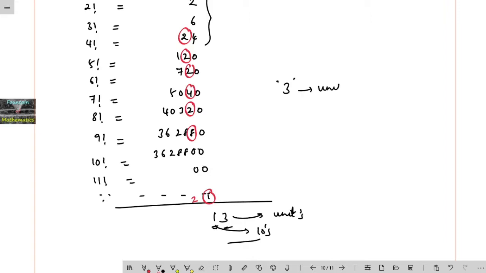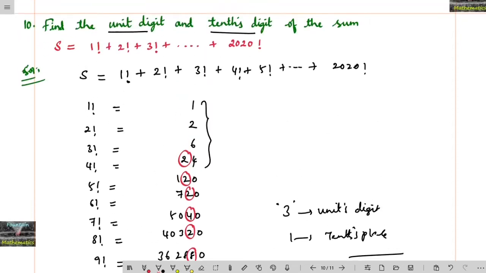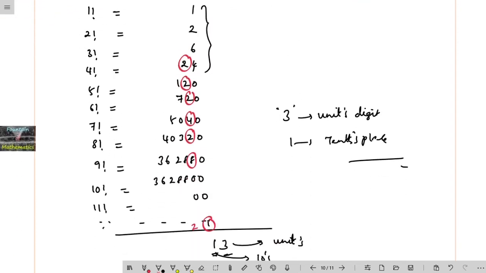3 is the units digit and 1 is the tens place. Correct? The remaining questions we'll see in another part.